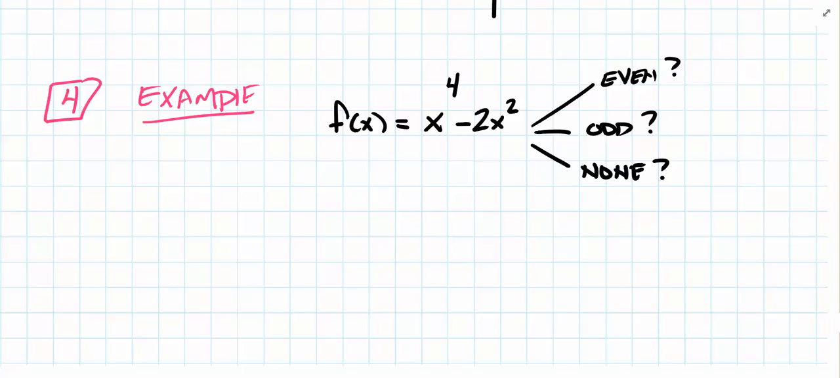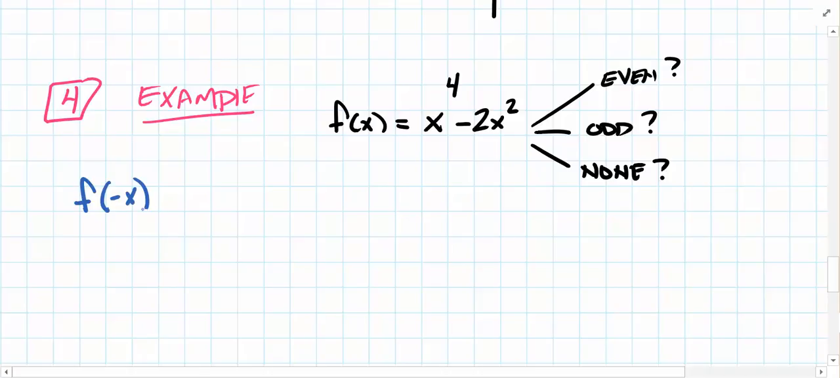So what we do is we write down, okay, well, let's figure out what f of negative x has to be. I already know what f of x is. It's right there. It's defined for me. So now I want to figure out what would f of negative x be. Well, what does that mean? That literally means take every x that I have and make it negative, right? So plug in a negative x. So it would be negative x to the fourth minus 2 times a negative x all squared.